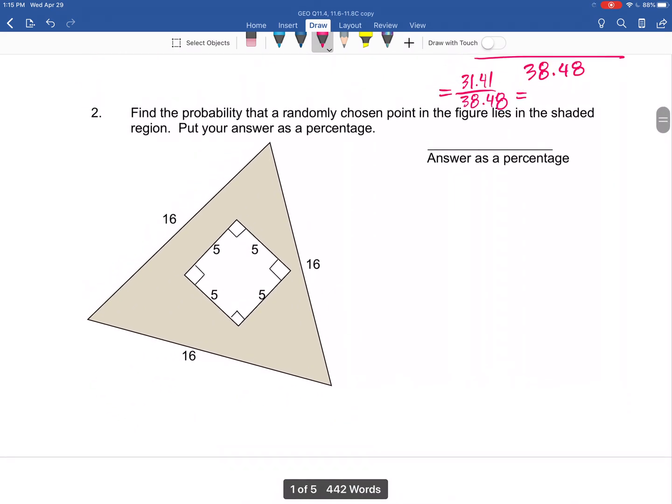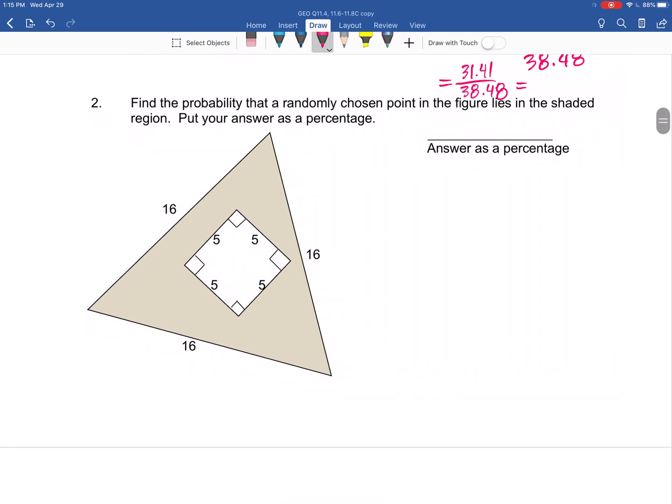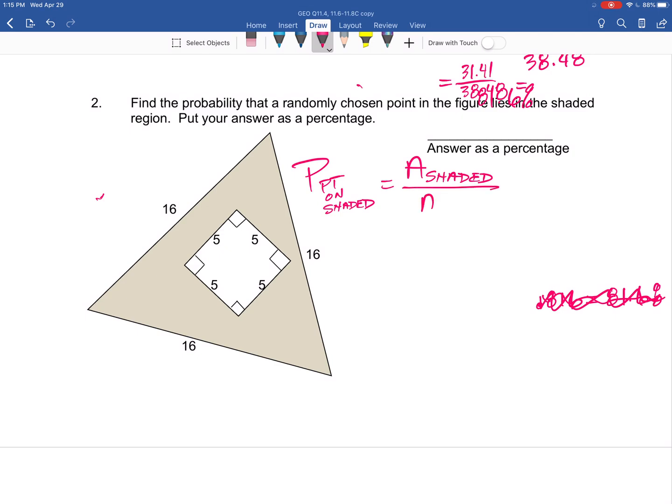Okay, let's do this one. Same idea. We're going to do it the same way. Probability that our point is on the shaded region is going to be area shaded divided by area total.